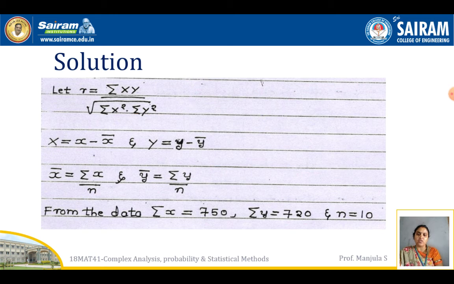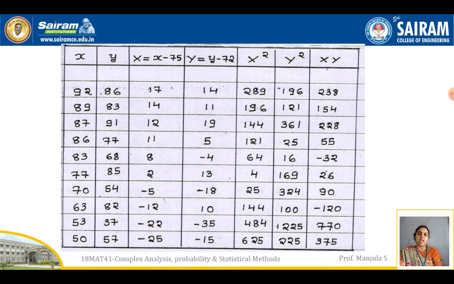We have to find the summation of x and summation of y, that is summation of x is 750 and summation of y is 720, and n is 10, since they have given 10 values for x and y. So n value becomes 10. With the help of that we find x bar and y bar. Now we'll construct the table with x, y. The given x and y values we just substitute as they are.